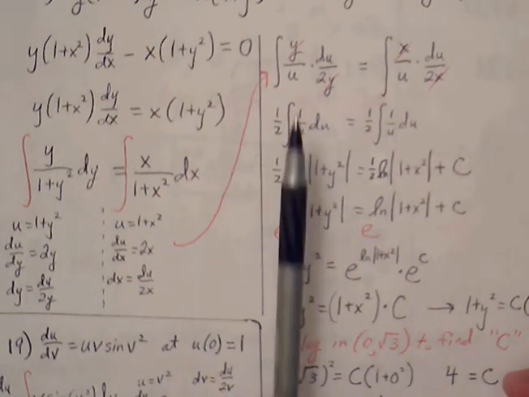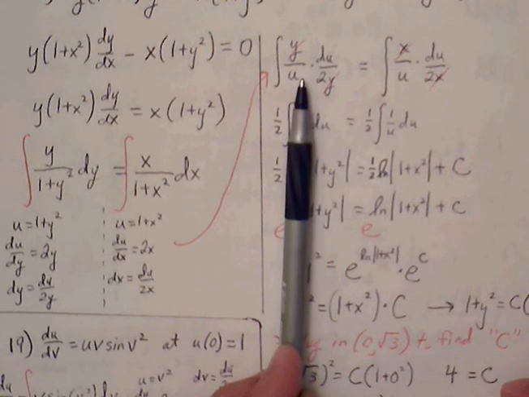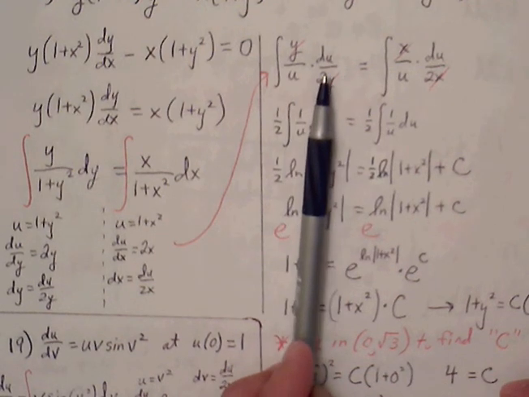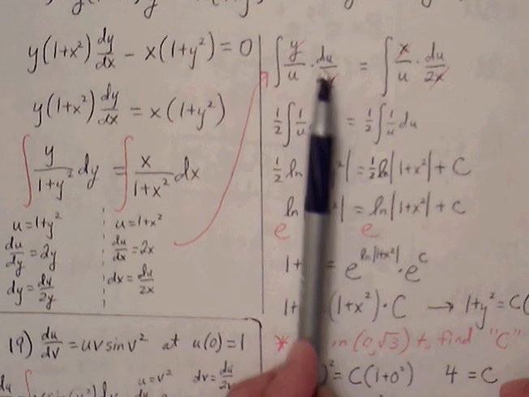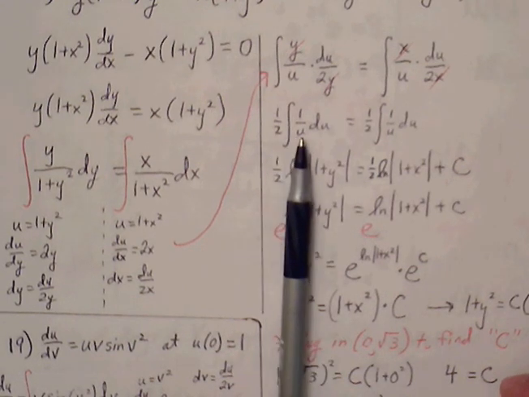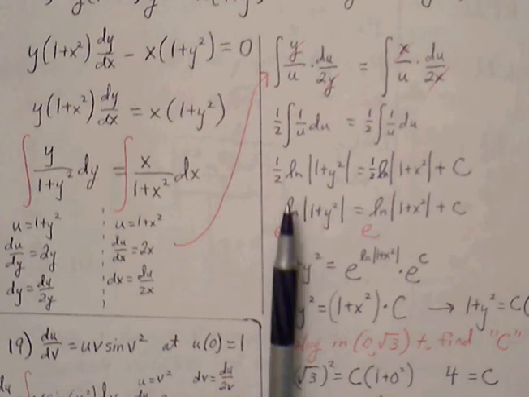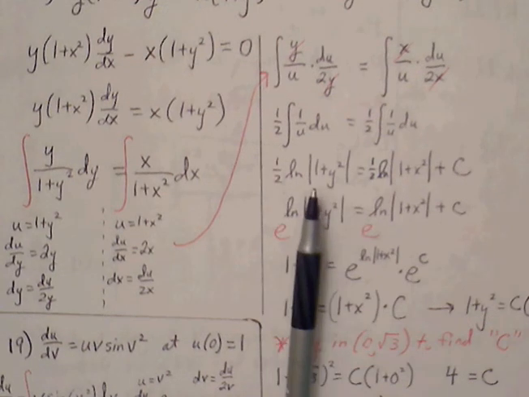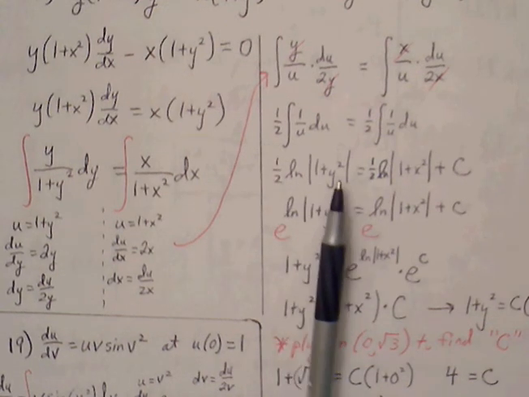We make our substitutions. The denominator gets replaced with u on the left side. dy is du over 2y. We see that the y's cancel out, pull the 1/2 out, and we look at the remaining integrand, and we see we do have a rule for that. This is the natural log rule. So we get 1/2 natural log of the absolute value of 1 plus y squared.